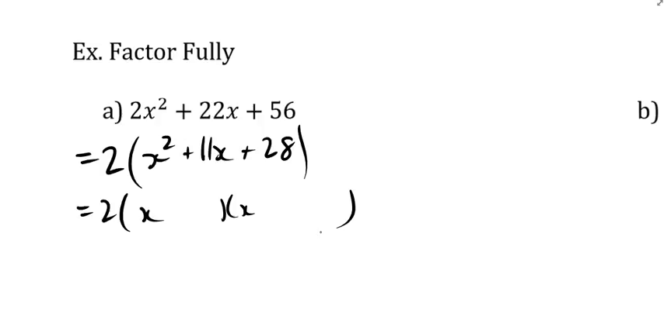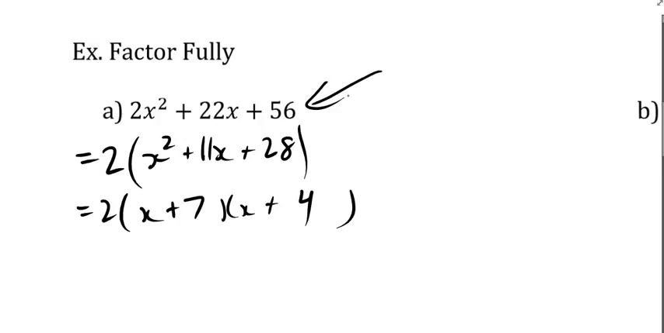Pat, what'd you get? 7 and 4, and everything's positive. 7 and 4, beautiful. How many people got 7 and 4? So there we go, that's fully factored. If I expanded the brackets first, and then multiplied everything by 2, I would get back that original question. Okay, that would be my check.